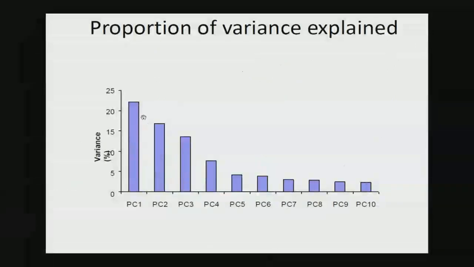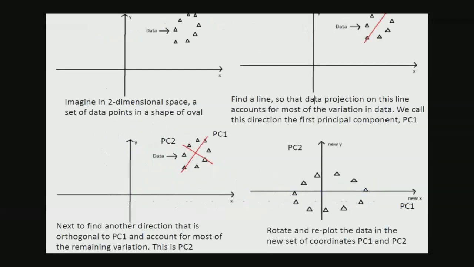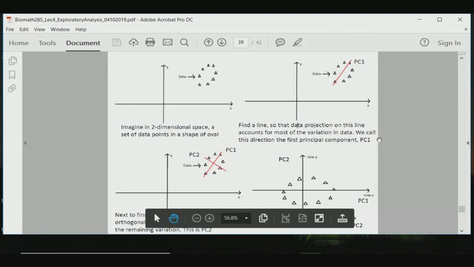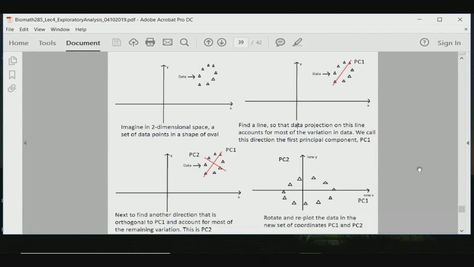Okay, so in this one, you see the first principal component accounts for about 23%. The second one is about 18%. It's not bad, but this is not a very good decomposition in terms of PCA. Anyway, just a demonstration. Anyway, this is a graphic explanation of how a principal component is constructed.